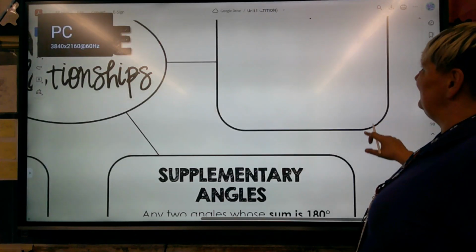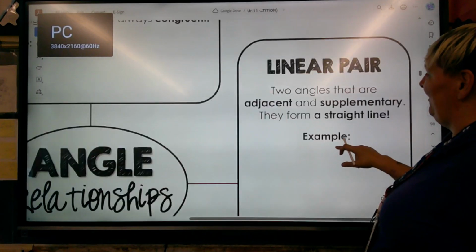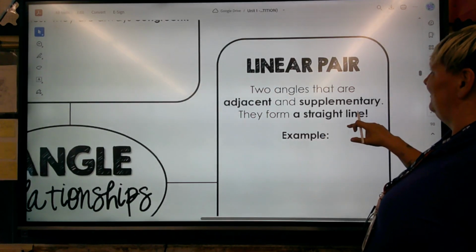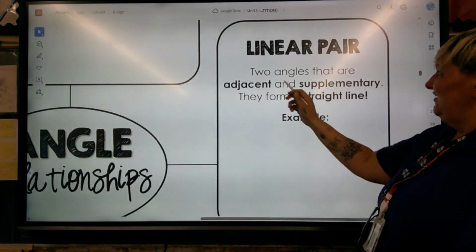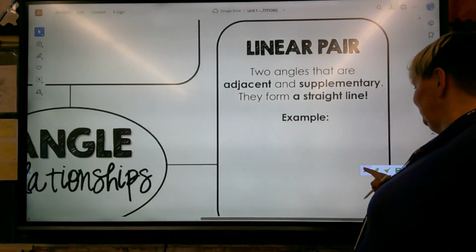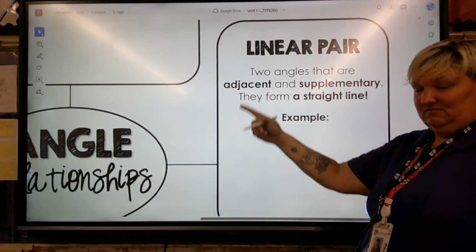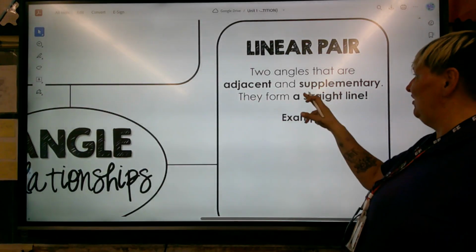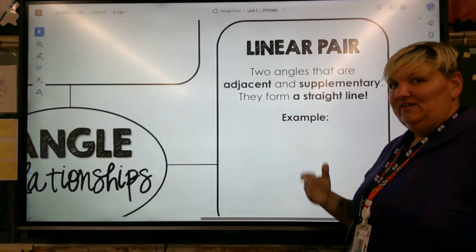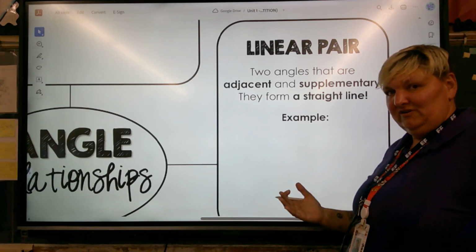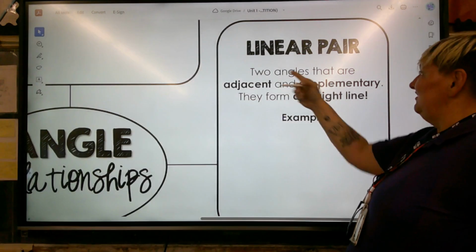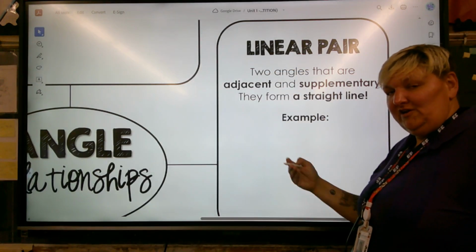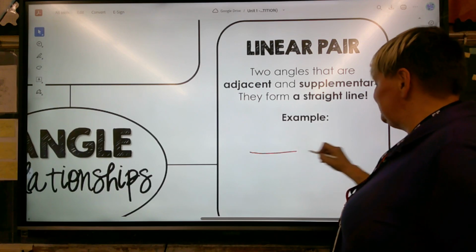All right, and then lastly, we have a linear pair. A linear pair is two angles that are adjacent, side by side, share a common wall, and supplementary, add up to equal 180 degrees to form a straight line. It's also called a linear pair. So it's the same as the last one.